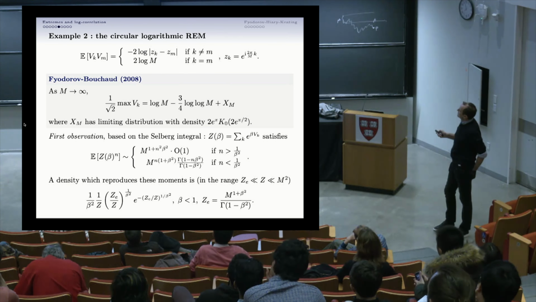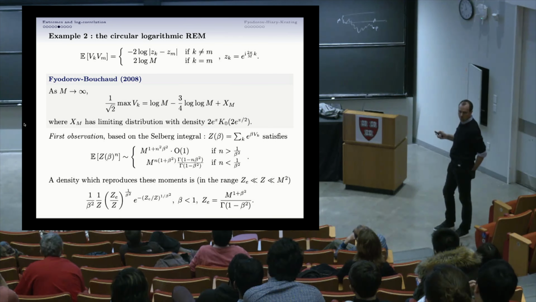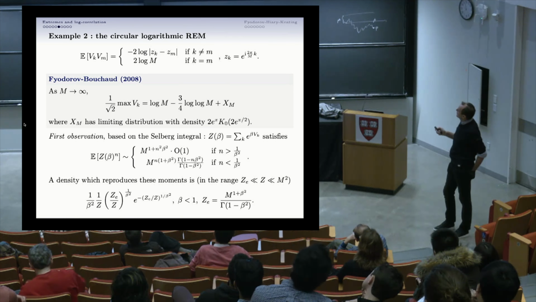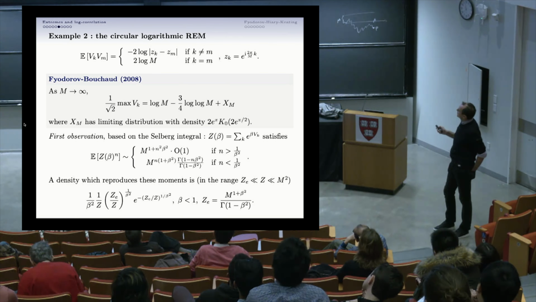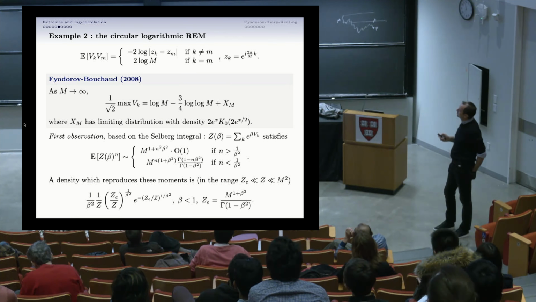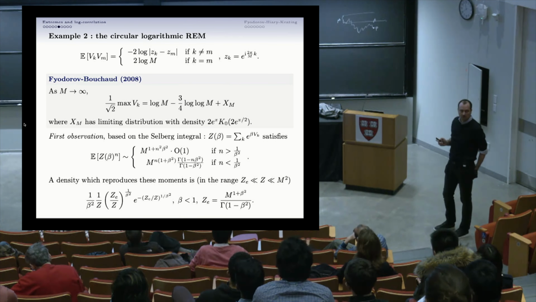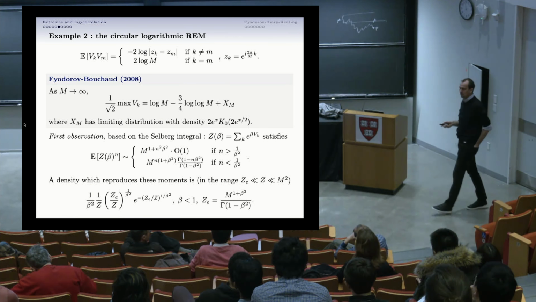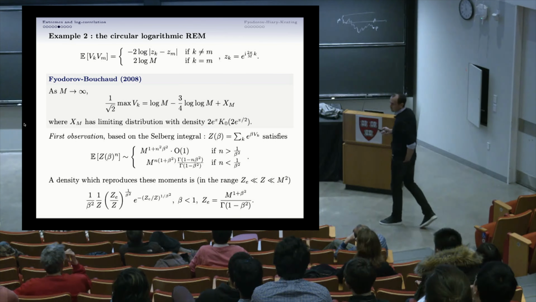And for this model, they have an extremely precise conjecture about what the maximum should be. We do some kind of trivial renormalization, and then the maximum, as capital M, which appears here and here, diverges, should grow like log M minus 3/4 again of double log M plus a random variable. And this random variable is supposed to converge in distribution to something with density given by a Bessel function. It's quite remarkable that the maximum in a correlated setting could be conjectured to have a very explicit distribution. Did you say Bessel function? Yeah, yeah. It's a modified Bessel function.